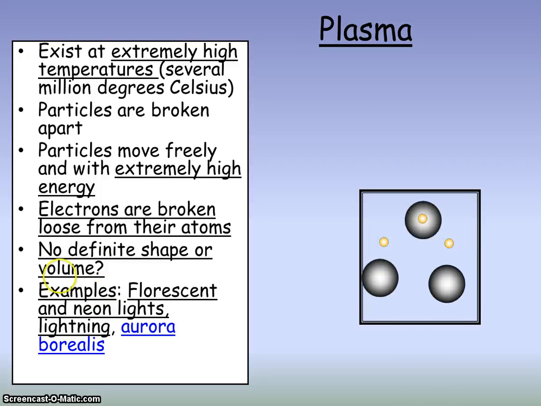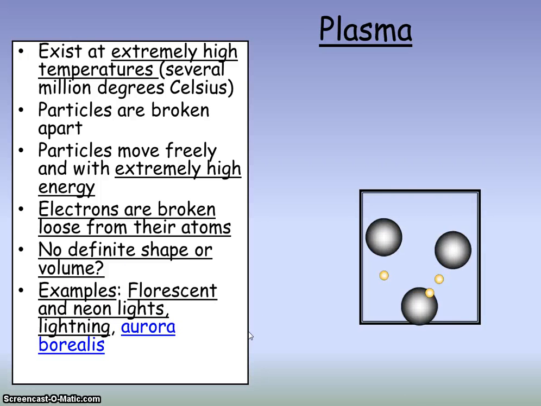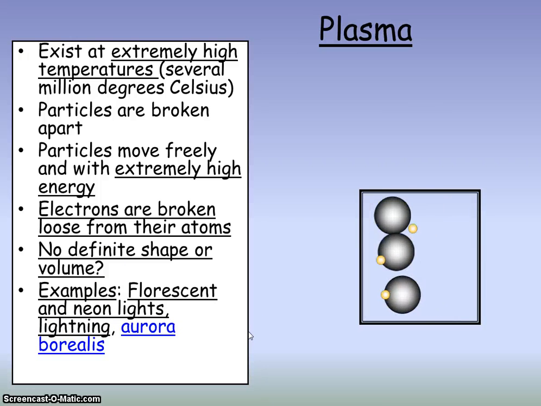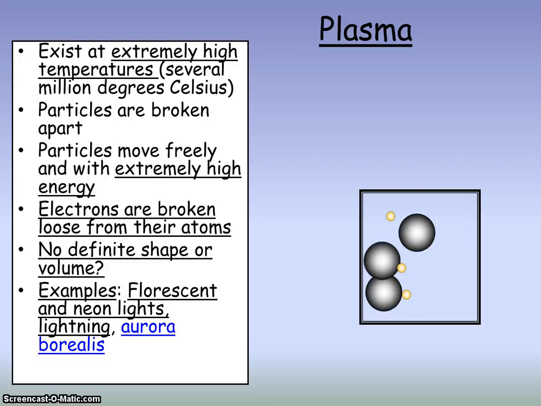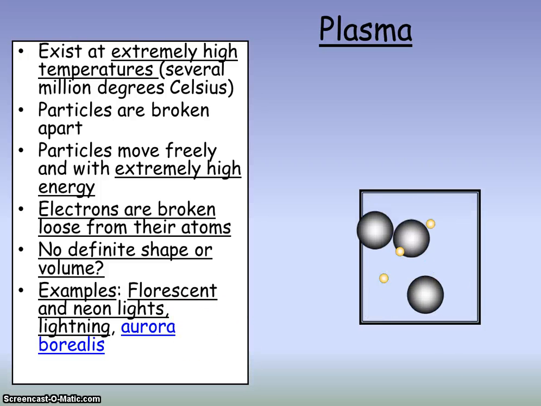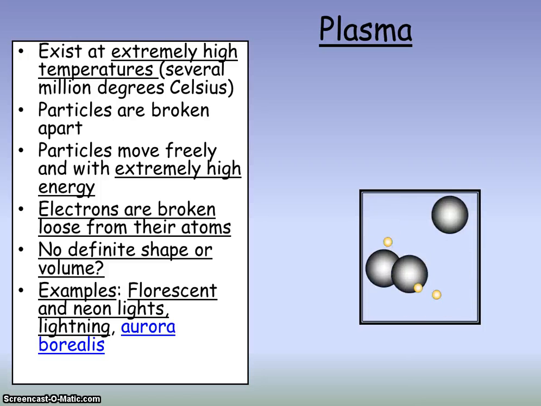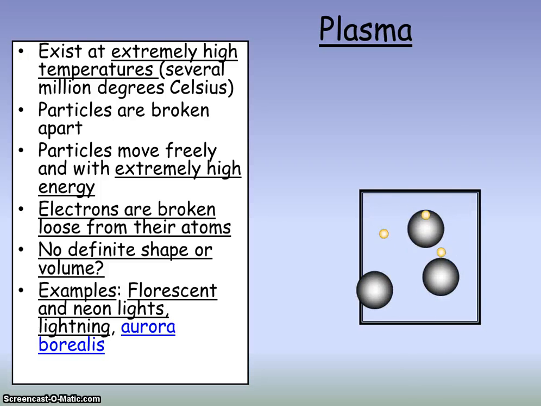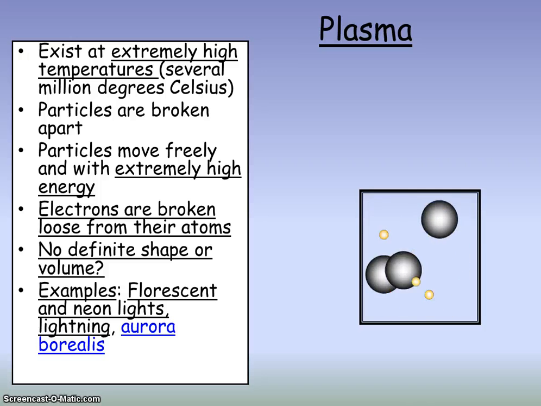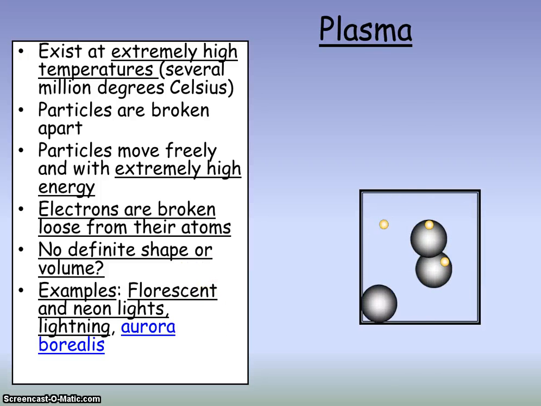It glows. Lightning is another good example of a plasma when the electricity from a cloud flashes through the air to the ground. Okay, it superheats the gas particles in the air, causing them to glow. And the aurora borealis, that is the northern lights, is caused by energy, lots of energy. It's heating up those particles, causing them to be ultra excited, making them glow.